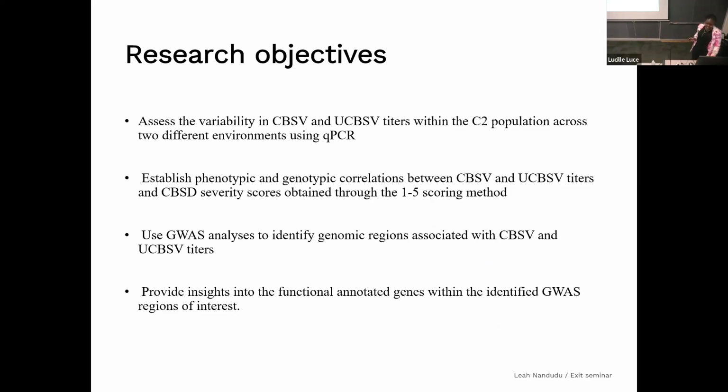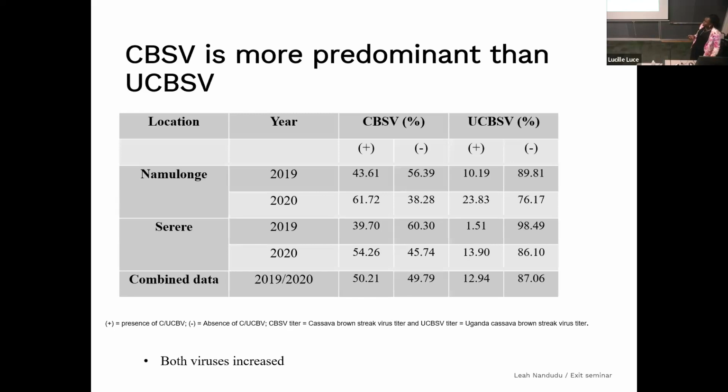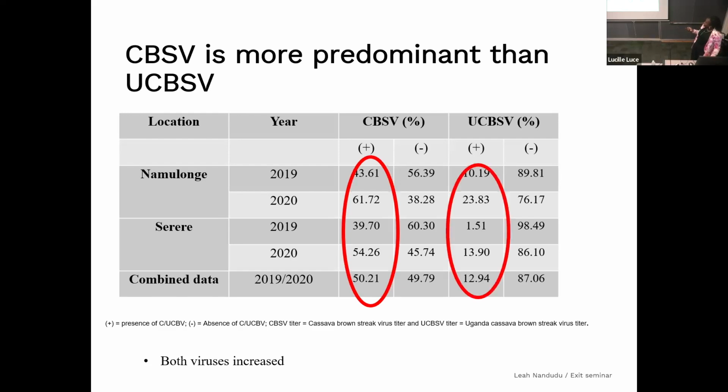When we look at both viruses in both locations, plus is presence, minus is absence. When we look at the presence and absence of CBSV, we see that CBSV is more prevalent across the locations and also in the combined data set compared to UCBSV. But we know that, as we planted from one year to another, there's an increase of CBSV.